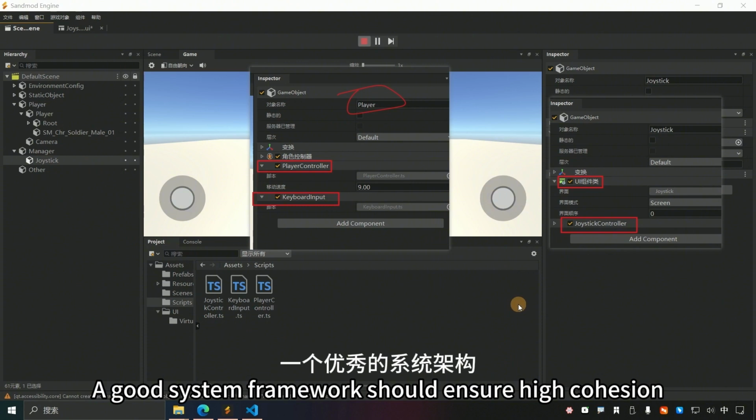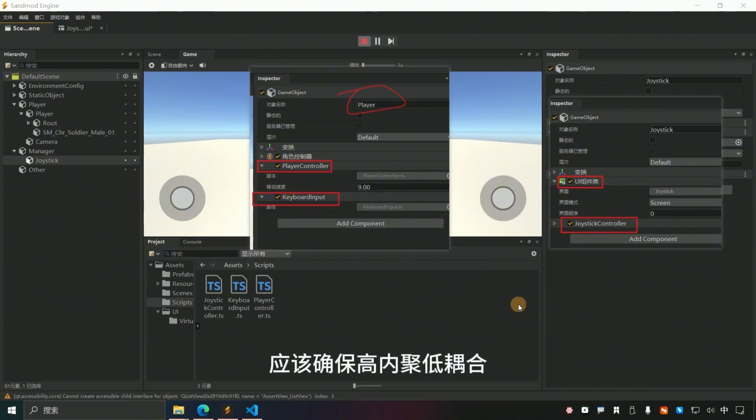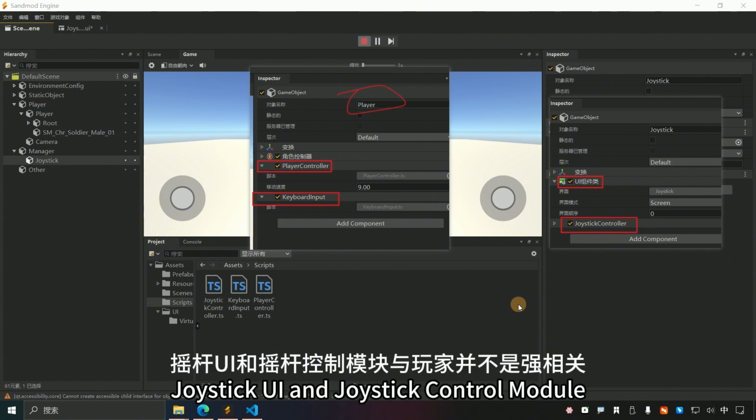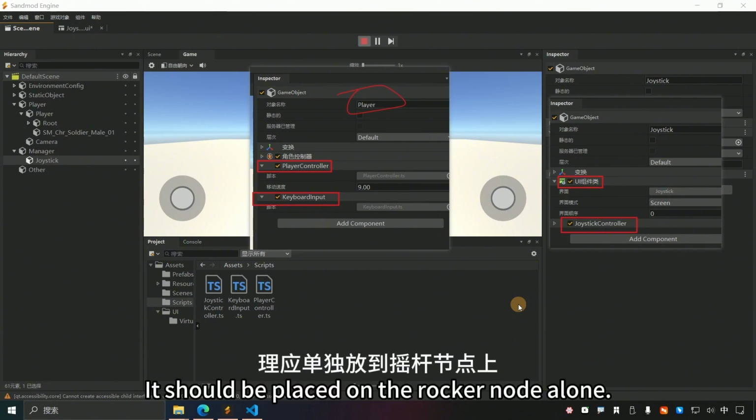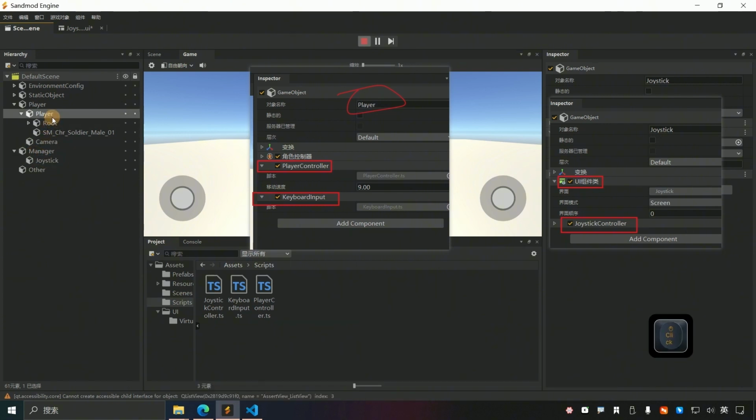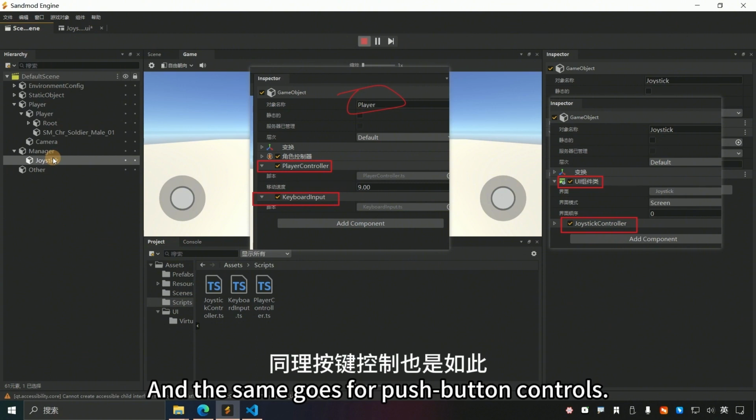A good system framework should ensure high cohesion and low coupling. The joystick UI and joystick control module are not strongly related to the player. They should be placed on the rocker node alone. And the same goes for push button controls.